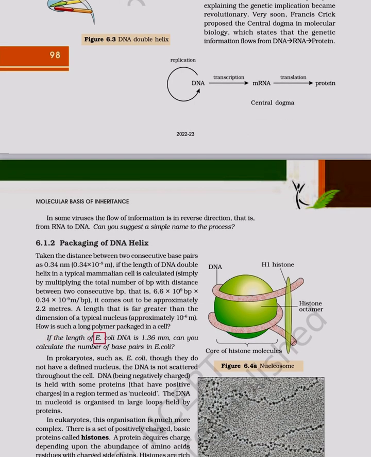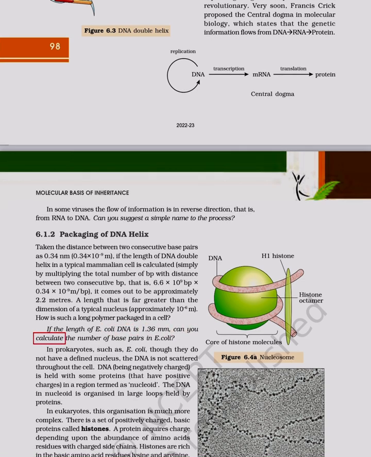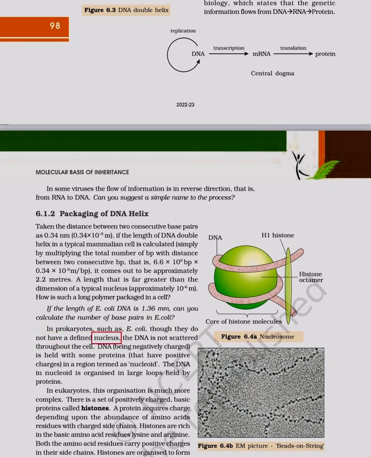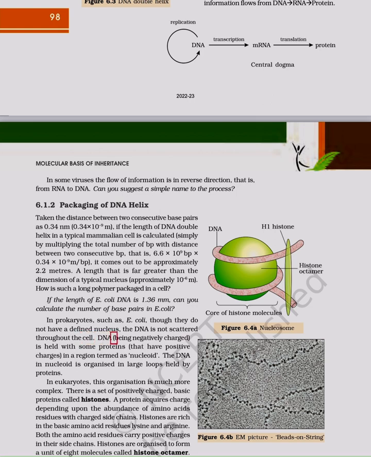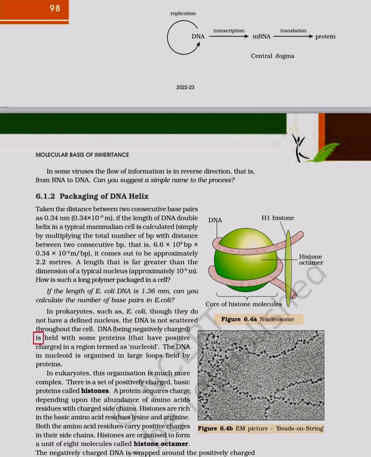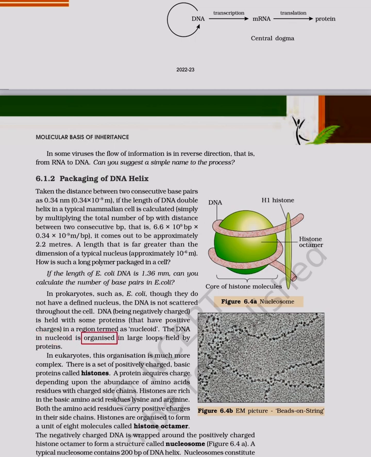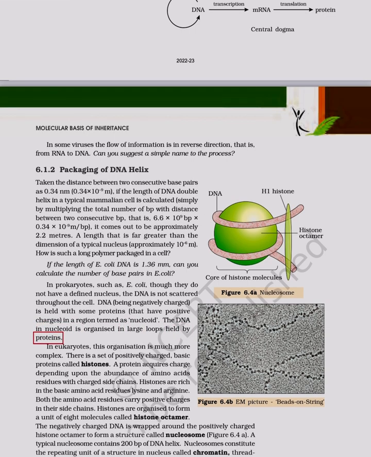If the length of E. coli DNA is 1.36 millimeters, can you calculate the number of base pairs in E. coli? In prokaryotes, such as E. coli, though they do not have a defined nucleus, the DNA is not scattered throughout the cell. DNA, being negatively charged, is held with some proteins that have positive charges in a region termed the nucleoid. The DNA in the nucleoid is organized in large loops held by proteins.